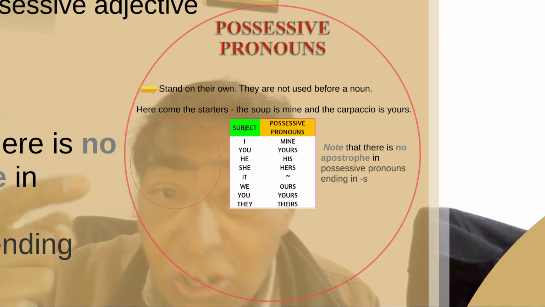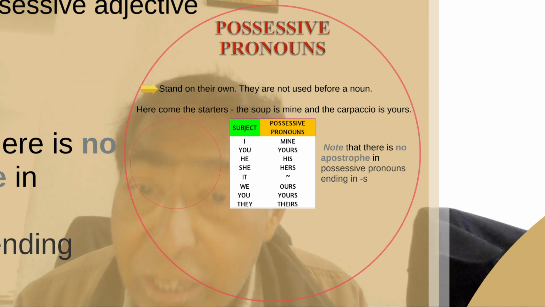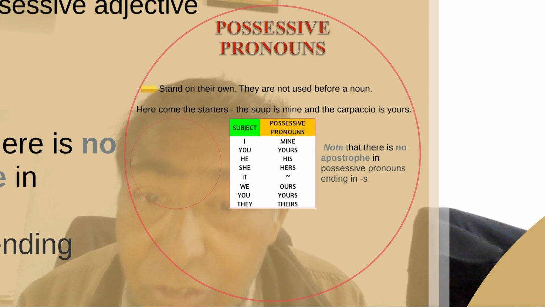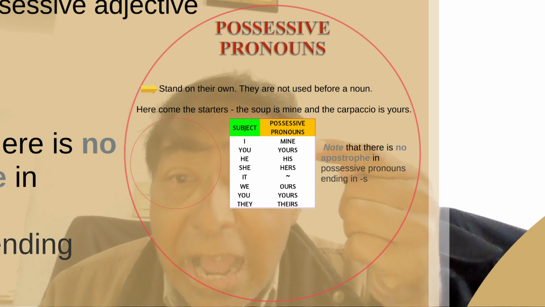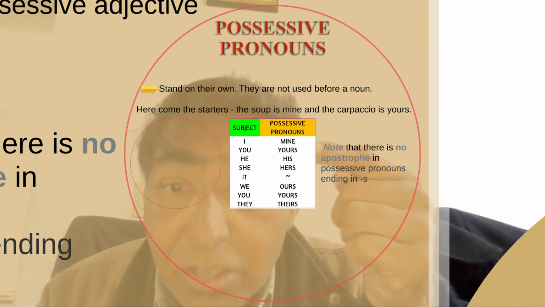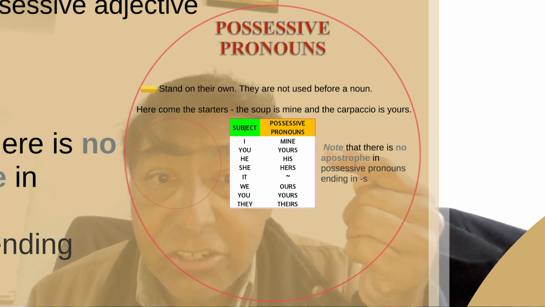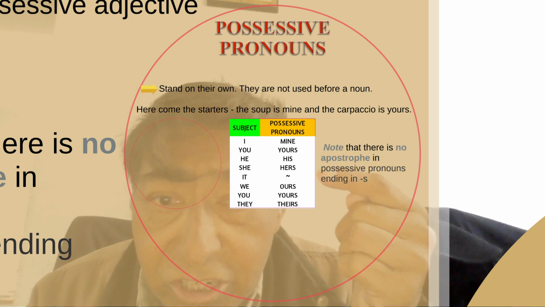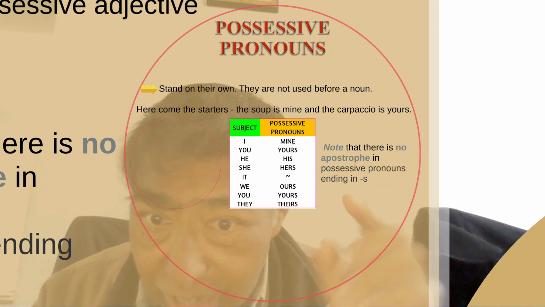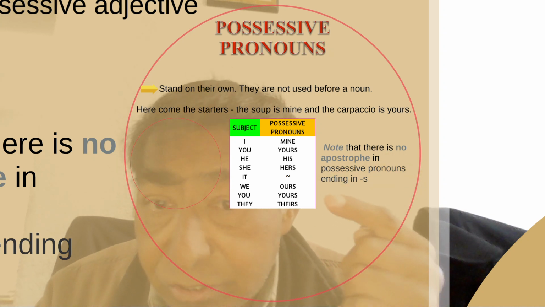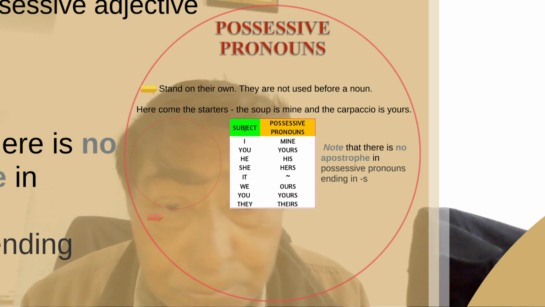Here we have the same subjects: I, you, he, she, it, we, you, and they. And the possessive pronouns are: I changes to mine. You changes to yours. He changes to his. She changes to hers. It doesn't have one. We, ours. You, yours, and they, theirs.